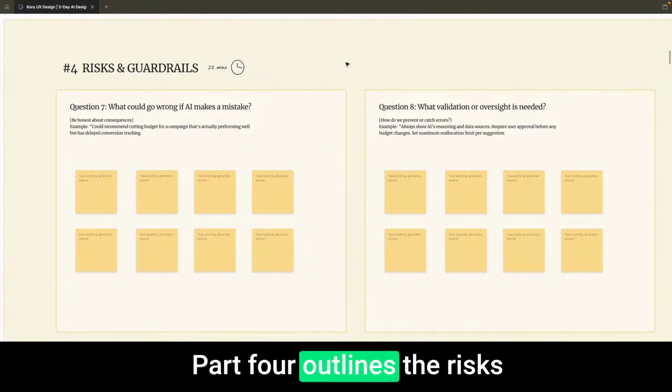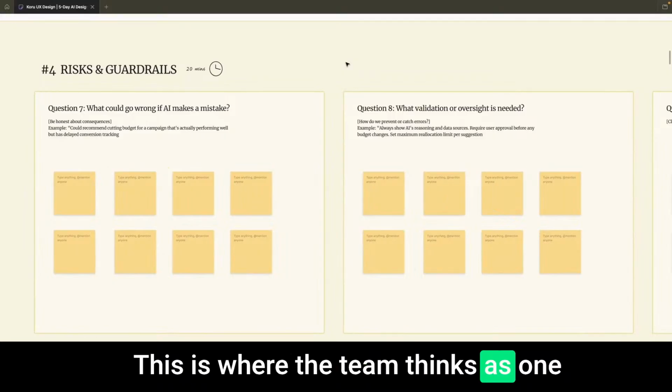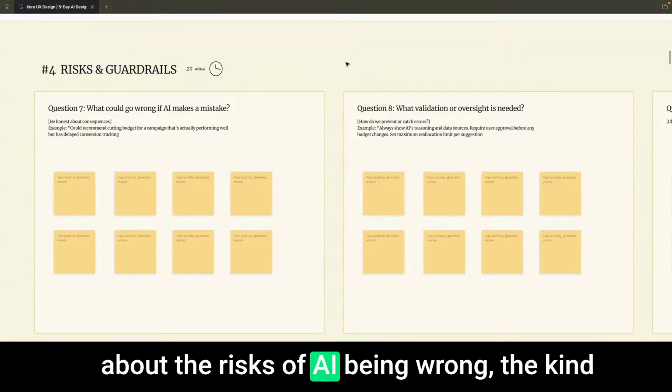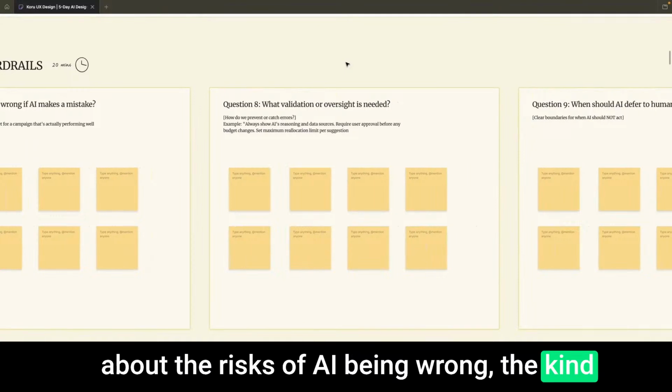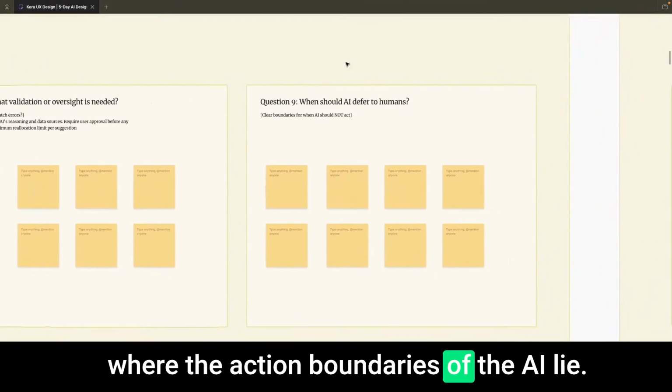Part 4 outlines the risks and guardrails for the AI. This is where the team thinks as one about the risks of AI being wrong, the kind of oversight that the AI will require, and where the action boundaries of the AI lie.